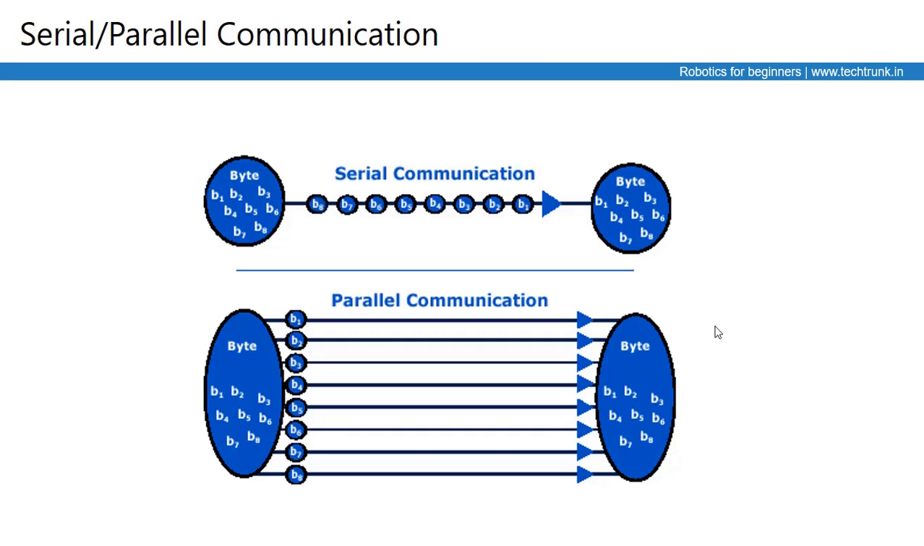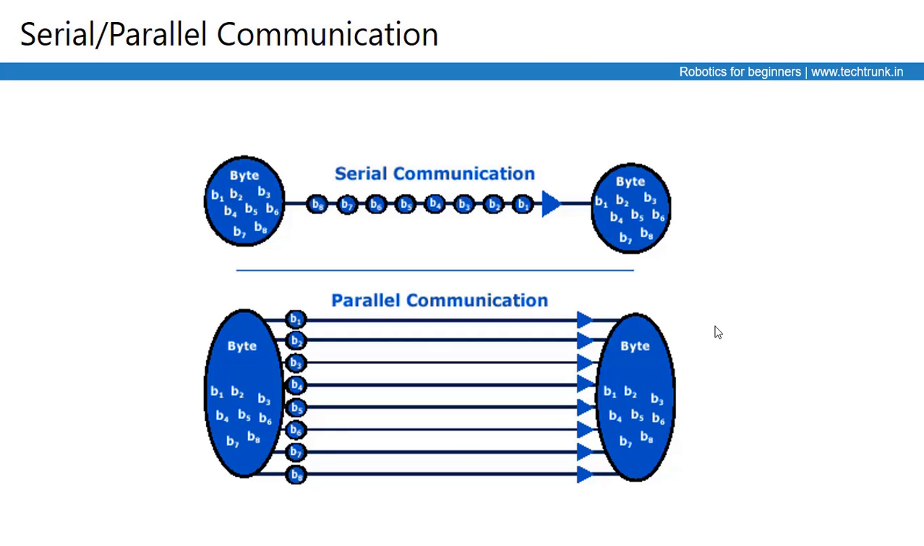In case two devices are communicating and the data bits from device 1 to device 2 are being sent through a single channel one by one, that sort of communication is called serial communication. And in case data bits are sent from device 1 to device 2 and there are 8 parallel channels and data bits are sent all together at a time, that sort of communication is called parallel communication.